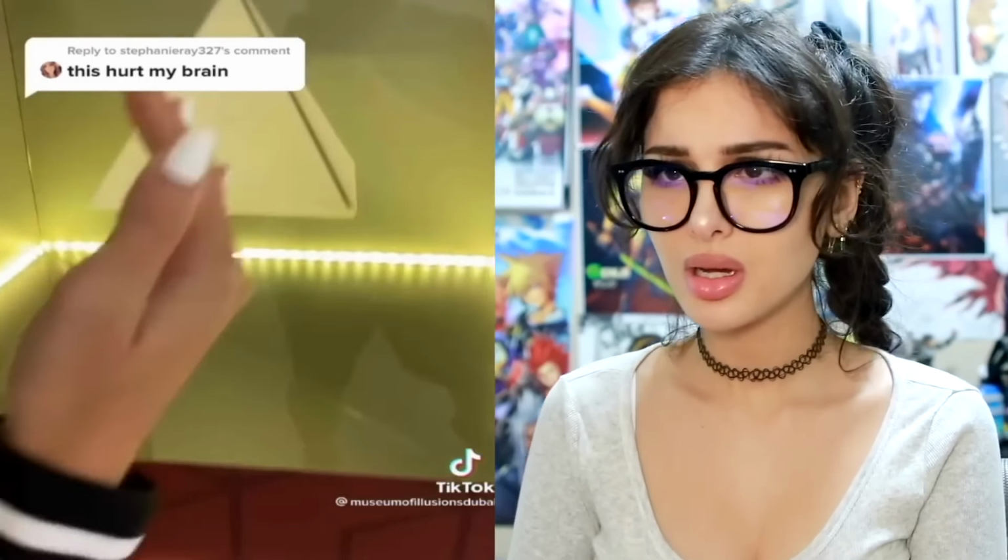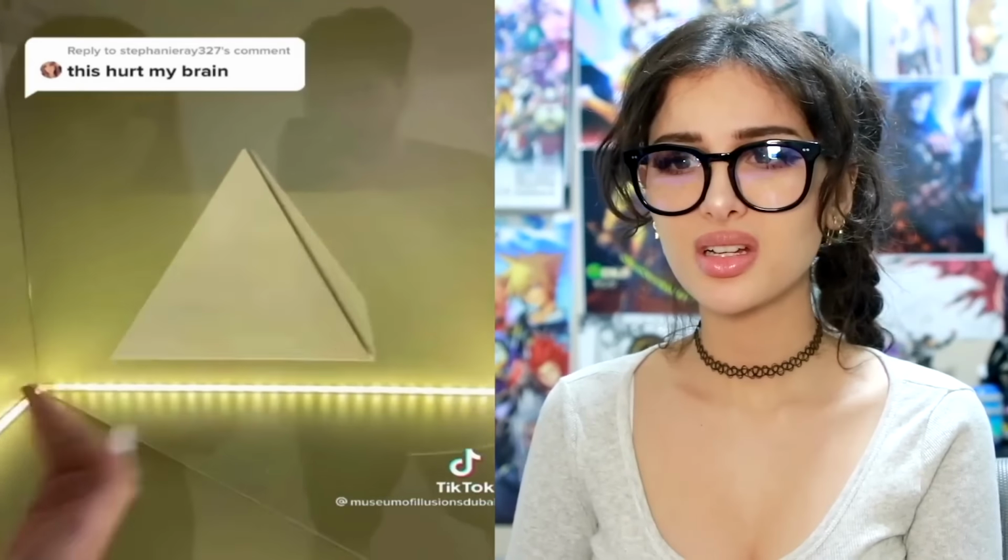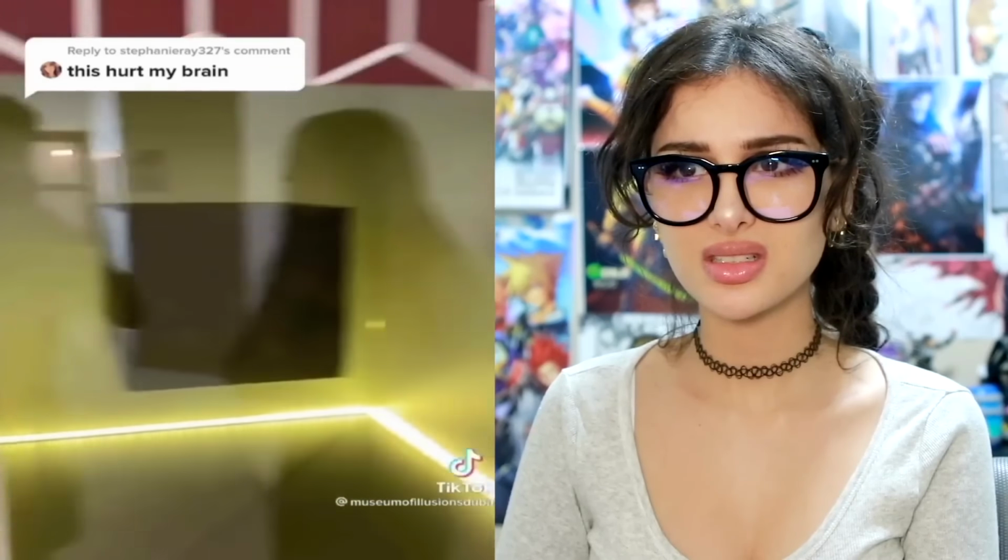But from there, you see a pyramid. How? If you actually pay attention, there's a mirror. And as you can see, the pyramid is only halved. When the mirror is there, it looks like it's a full pyramid. And the same thing applies to this side. She explained it to me and I still don't understand it.